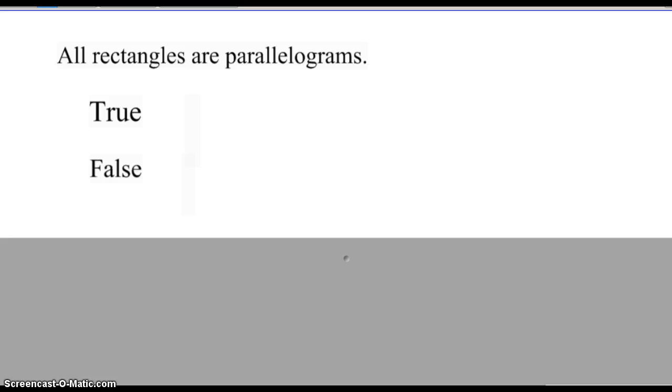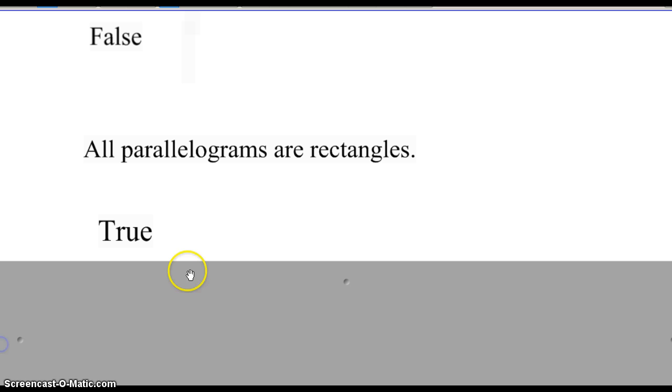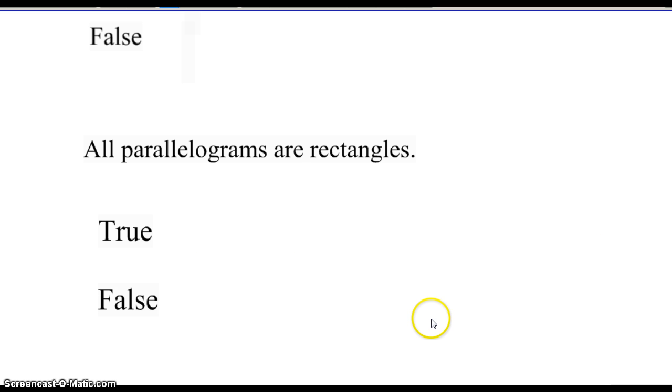Let's look at this question. It's not on your note sheet, but I just want you to think about it for a second. Go ahead. Absolutely, it's true. All rectangles are parallelograms, so that is absolutely true. Now be careful if I word it like this. Do all parallelograms have to be rectangles? And that's a false statement.